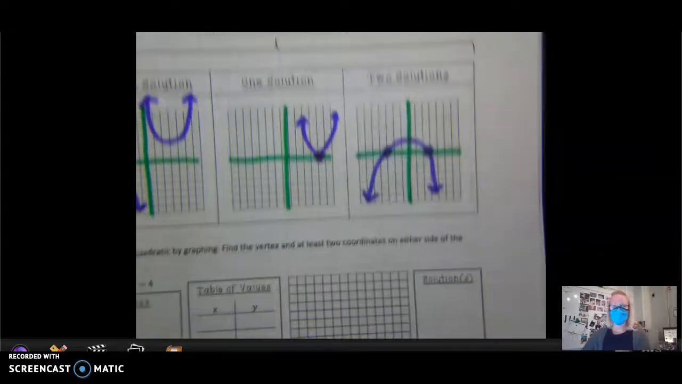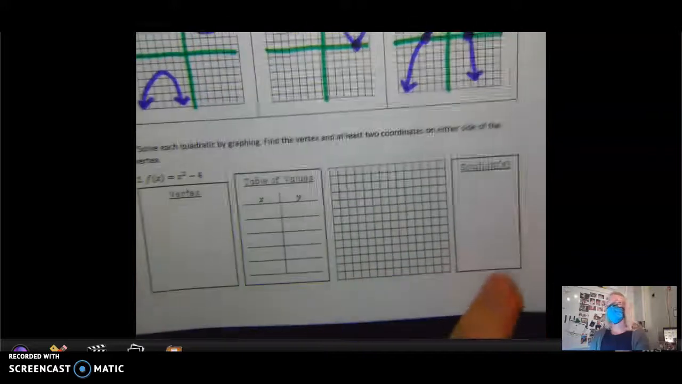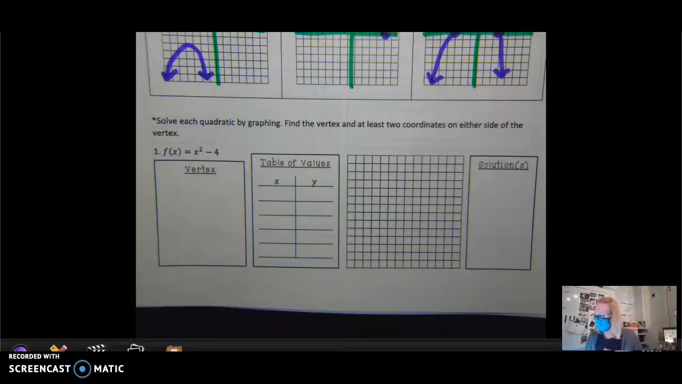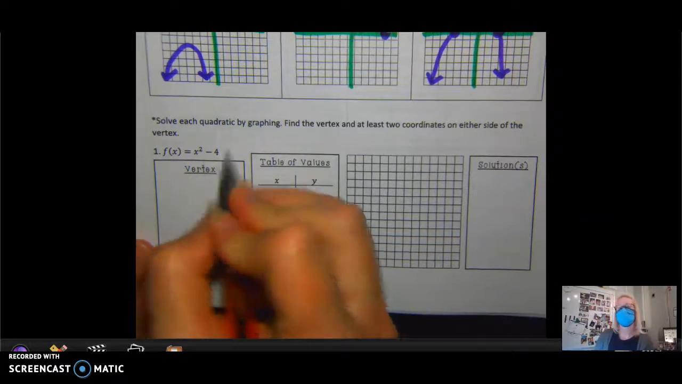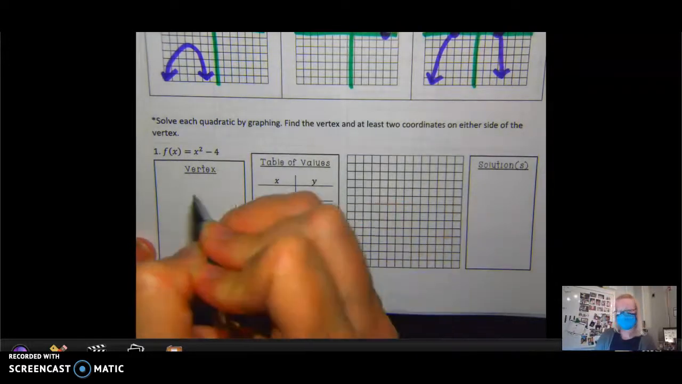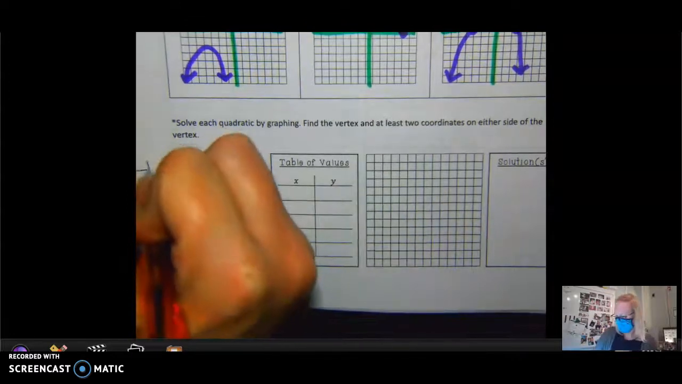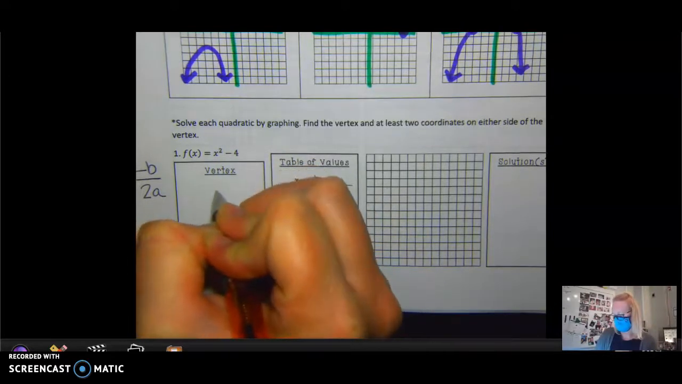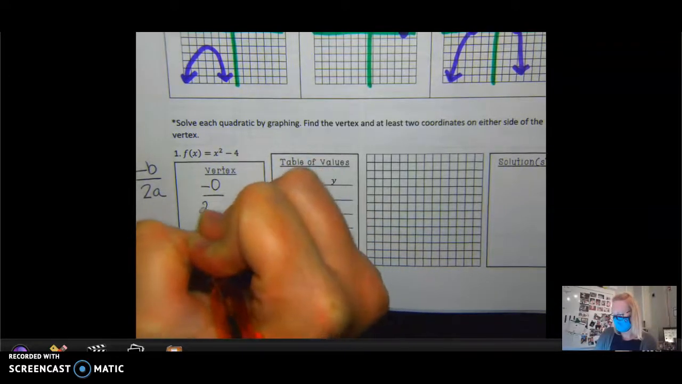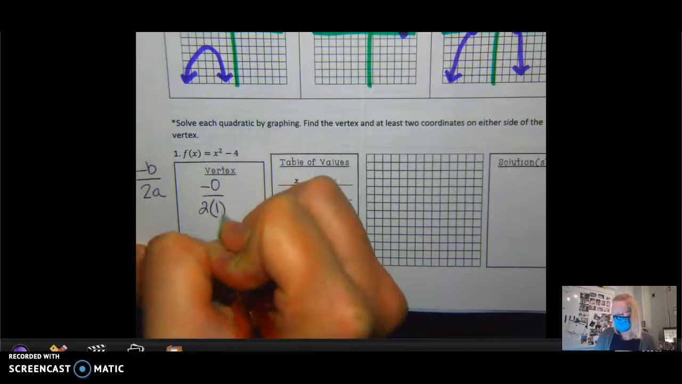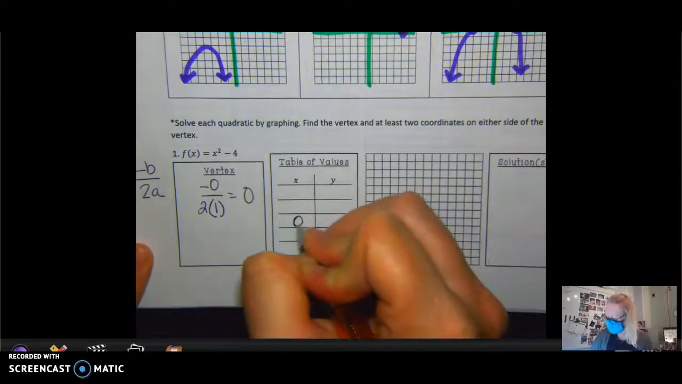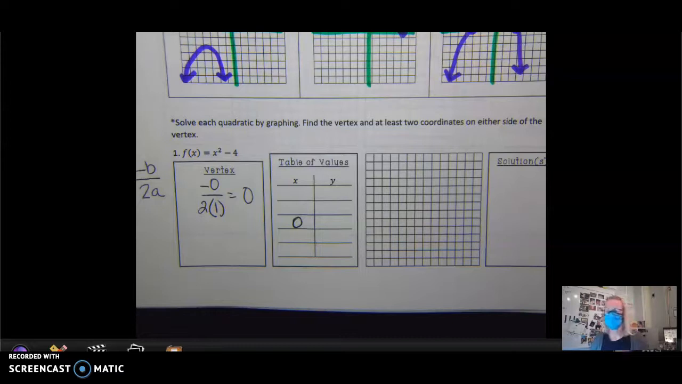Okay, here we go. Going back to graphing. So that graphing unit's very important even in this. It says solve each quadratic by graphing. Find the vertex and at least 2 coordinates on either side of the vertex. How do I find the vertex? What's that formula? Negative b over 2a. What's my b value here? 0. So negative 0 over 2 times, what's my a value? 0 divided by anything is what? 0. So I have a 0, put it in the middle of my table.